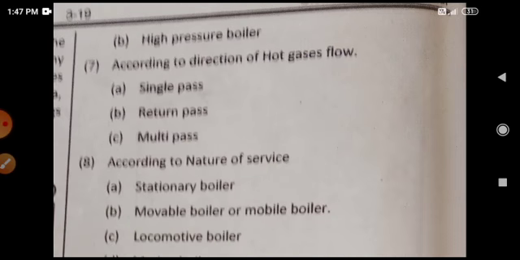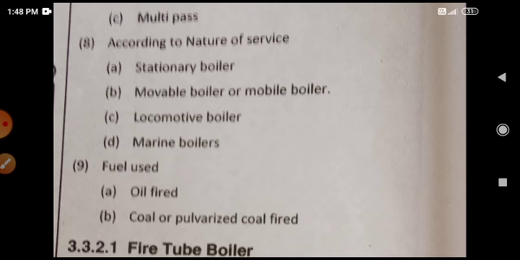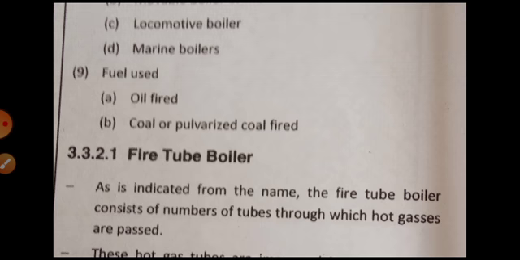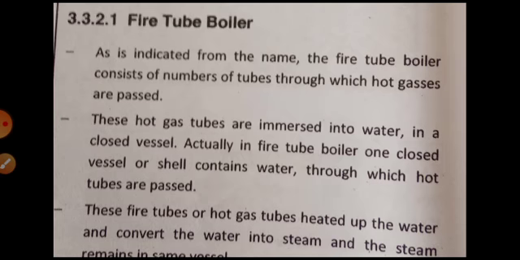According to steam pressure: low pressure and high pressure. The high pressure boiler we are going to study in third year. According to direction of hot gas flow: single pass, return pass and multi pass. According to nature of service: stationary boiler, mobile boiler, locomotive boiler and marine boiler. Fuel used: oil fired, coal or pulverized coal fired. Every aspect you are going to study in third year. So this overview is given in second year, and two or three boilers are given. Let's study them. First one is the fire tube boiler.